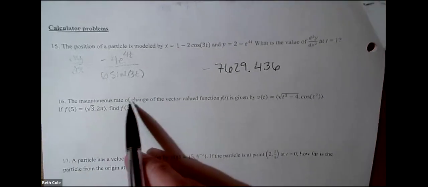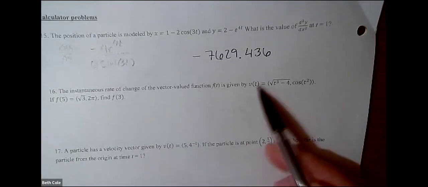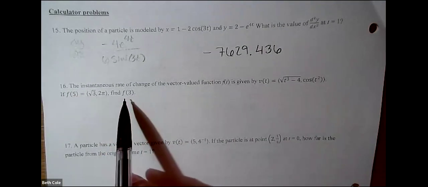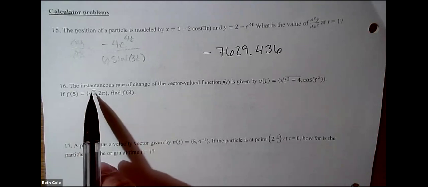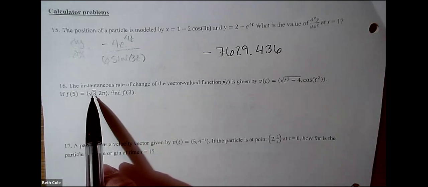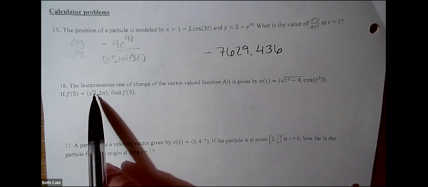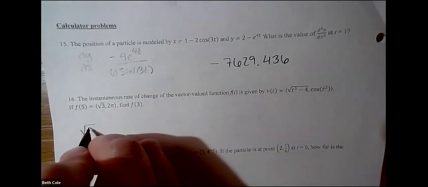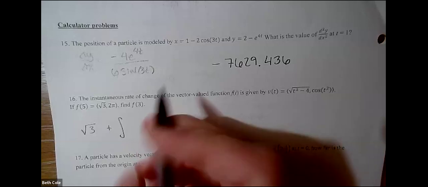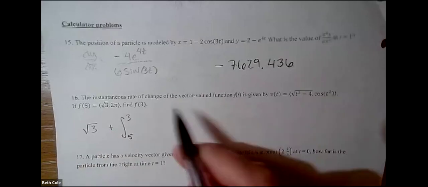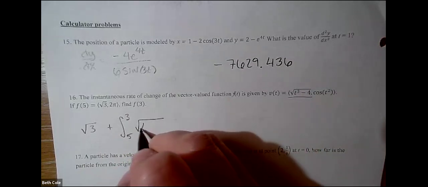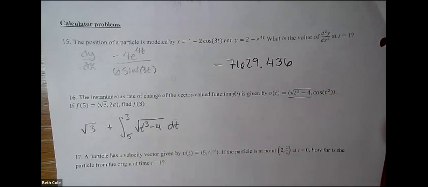All right, instantaneous rate of change. That means derivative of a vector valued function is given by this. Here's your initial condition. It's not at 0, it's at 5. Find f of 3. Once again, you would have to do an x and a y, technically. We're going to just do x because you'll be able to pick your answer choice just based on x. So we're going to take our initial condition plus our displacement, which is going to go from 5 to 3. And we want our derivative for the x part. So square root t cubed minus 4 dt.